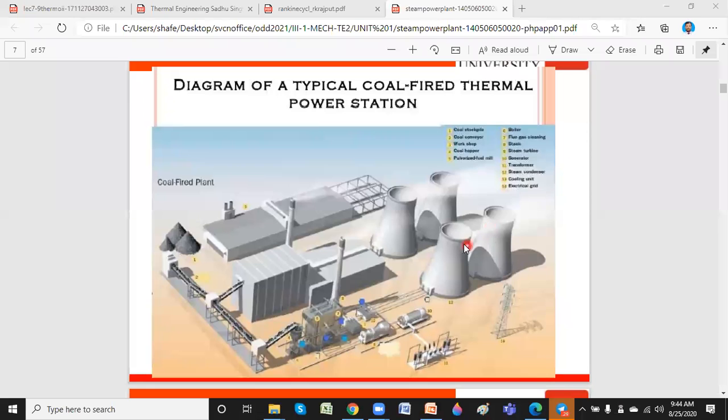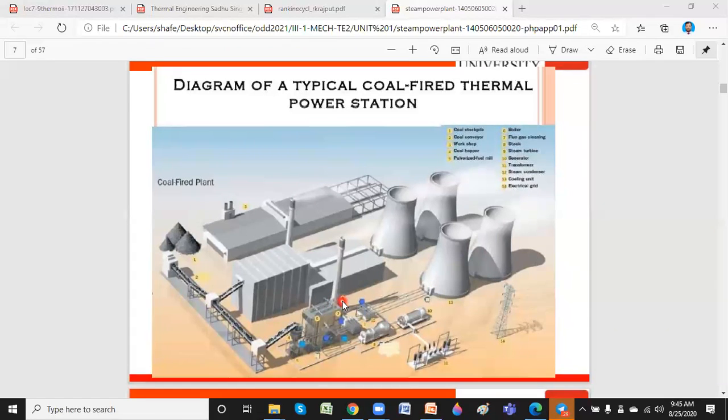This is similar to a cooling tower, where you'll be taking water, and that water will be sent to the condenser. Part 12 is your condenser. I think this is the condenser here. This is the condenser, right? So what will happen? You will be taking the water from the cooling tower, and that goes to the condenser.